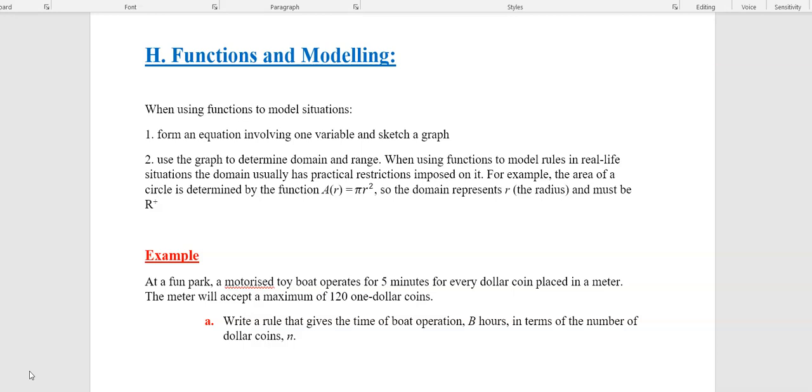When using functions to model rules in real life, we need to make sure the domain has practical restrictions imposed on it. In other words, if you're dealing with time, make sure that the domain does not go into the negative. Or if you're dealing with money, again, you need to look at the particular context. For example, the area of a circle is determined by the function A = πr², so the domain represents the radius and must be r positive. So in other words, you can't have a negative radius.